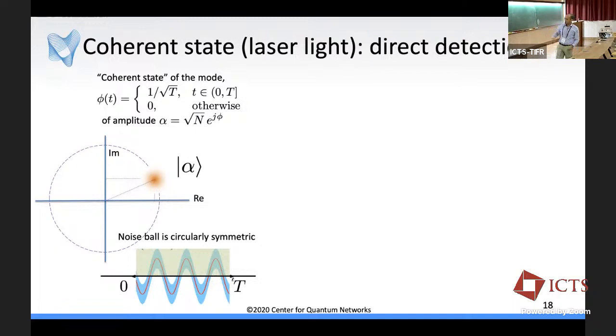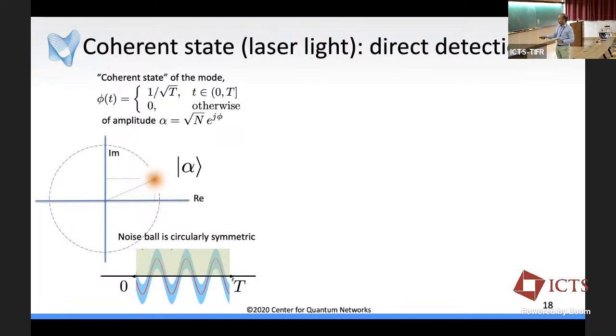Once I define a mode, to fully specify the quantum state of an ideal laser light pulse, you need just two things: an amplitude and a phase theta, which is a phase with respect to some chosen phase reference. So the whole thing is a complex number alpha, the square root of n times e to the j phi.